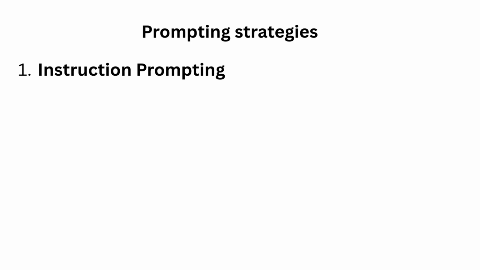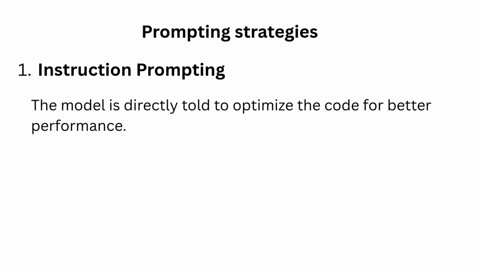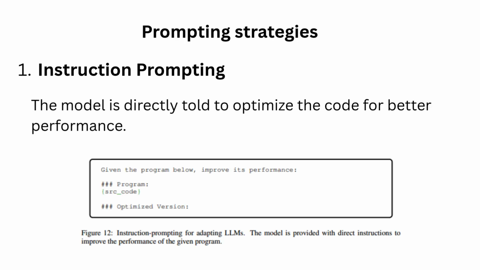The first prompting strategy is called instruction prompting. This is the simplest approach used in the paper. In this method, the model is directly instructed to optimize the code for better performance. The LLM relies only on two things: its pre-trained knowledge and the instruction provided in the prompt. No examples or demonstrations are given to the model.